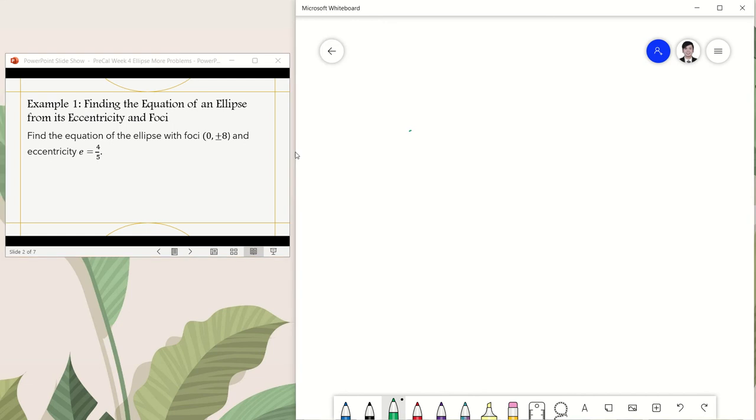So first of all, we're given the foci. If you don't know why it is written like this, just remember that this can be written as (0, 8), and then our other ordered pair is (0, -8). So take note, when we deal with an ellipse, there are two focuses, and the plural for focus is foci. So this is the first focus, and the second.